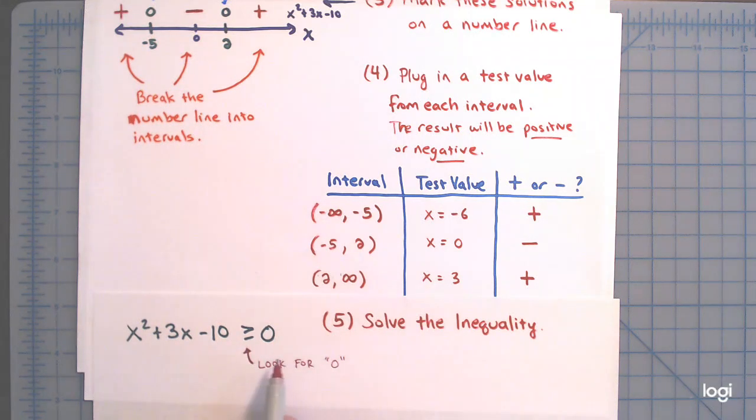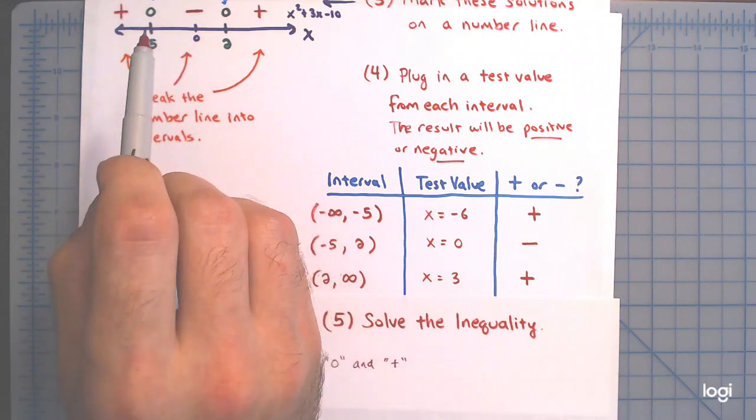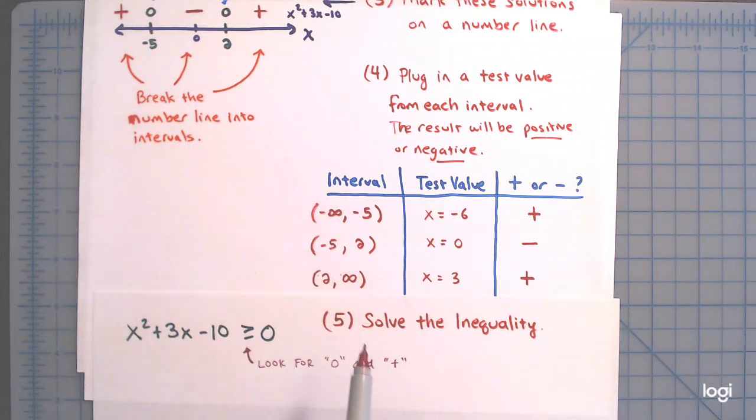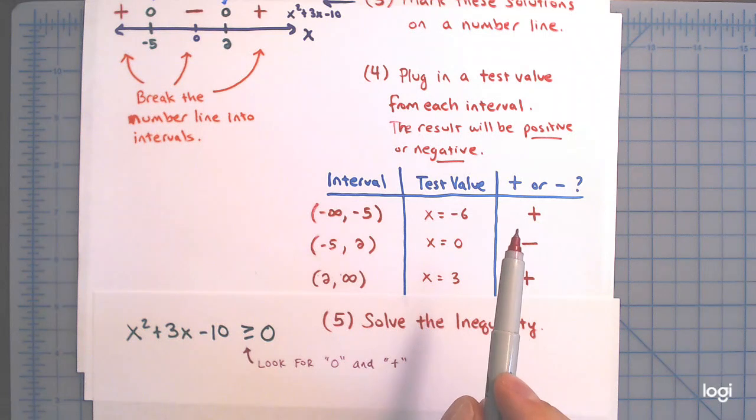Look for zeros, because of the equal to part. Also positives, right? Because of the greater than 0 part, right? All right, so I'm looking back at my picture of the number line up here. So where are the positives? Where are the pluses? Or you look in my table.